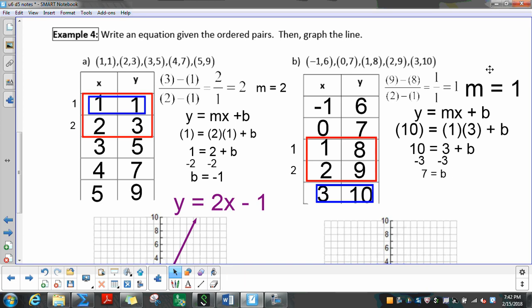So I have my b, I have my m. I can plug in now. y equals 1x plus 7. If you wanted to write just x, that's totally fine, because 1 times x just is x.